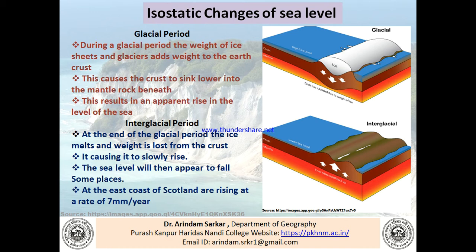But the opposite situation happens in the interglacial period. At the end of the glacial period, the ice melts and weight is lost from the crust, causing it to slowly rise. When the weight is lost, the sea level will then appear to fall in some places. The east coast of Scotland is rising at a rate of 7 millimeters per year. That is an example of isostatic change of sea level.